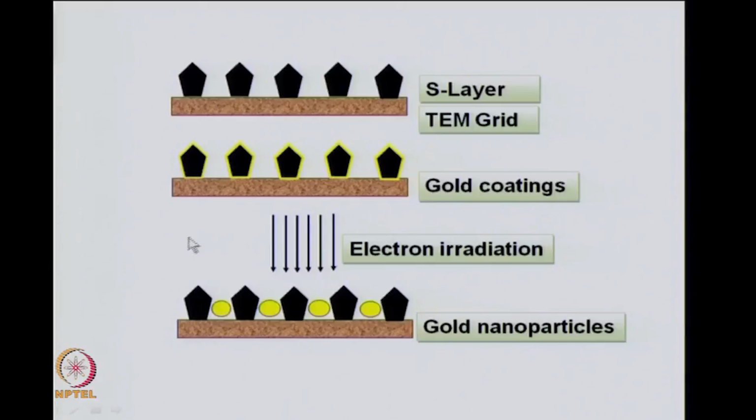So, this is an example of biotemplating. You have an S layer pattern based on single polypeptide chains, and you have gold coating on top of them, then you irradiate with electrons, and all this gold forms droplets, and they are arranged regularly because this spacing is fixed, and so you can now have a regular pattern of gold nanoparticles made using a biotemplated route.